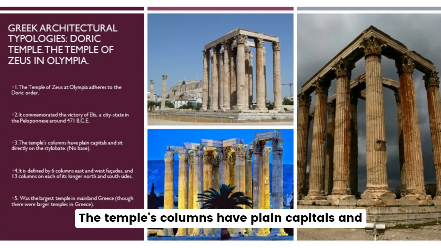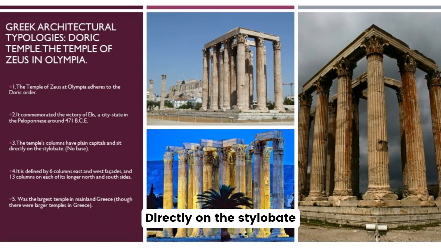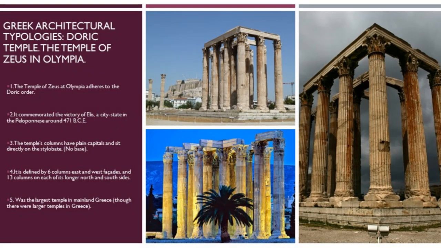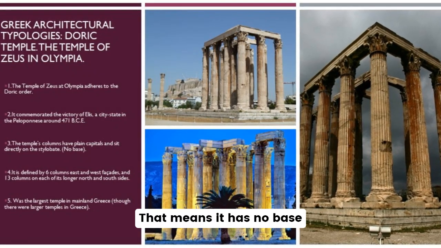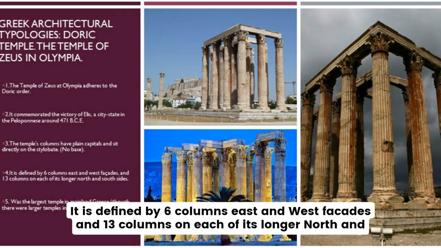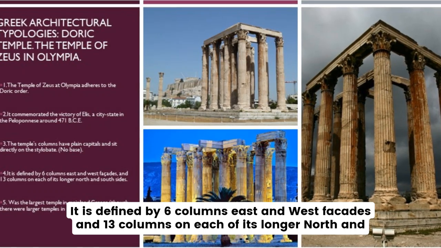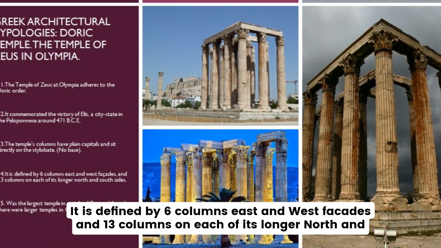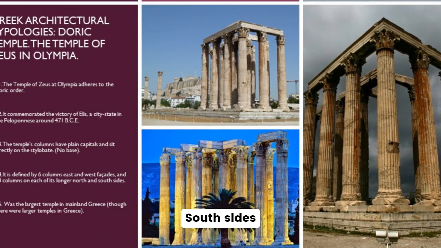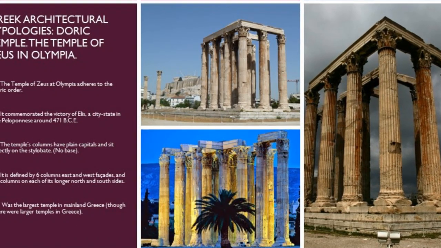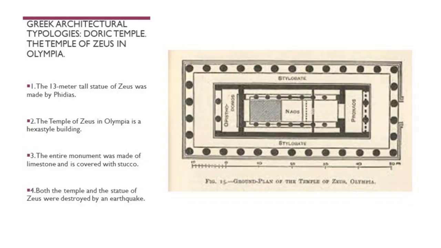The temple's columns have plain capitals and sit directly on the stylobate. That means it has no base. It is defined by 6 columns on the east and west facades and 13 columns on each of its longer north and south sides. It was the largest temple in mainland Greece, though there were so many other temples in Greece.